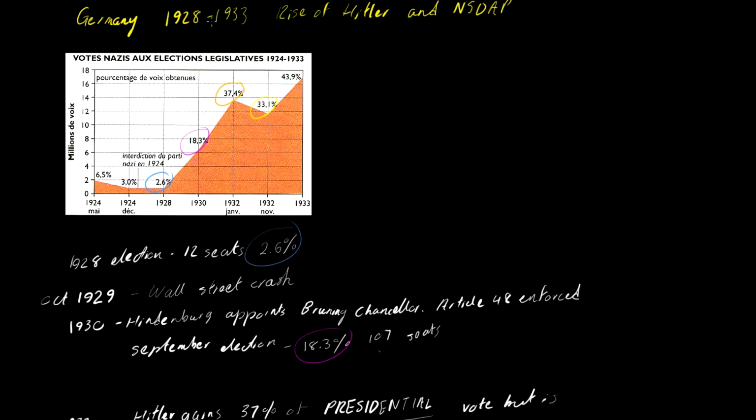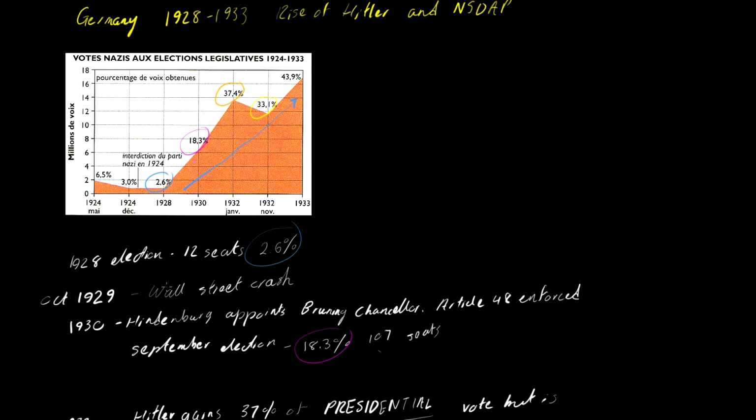So let's take a look at Germany between 1928 and 1933. This is the period of Hitler's rise to power, the NSDAP's rise to power. As we can see here, after 1928, we can see a general steady decline in popularity for the NSDAP. We have a sharp rise, and then a small fall here, and then a sharp rise again. If we look at the 1928 election, we have 12 seats, 2.6%, so it's not much.